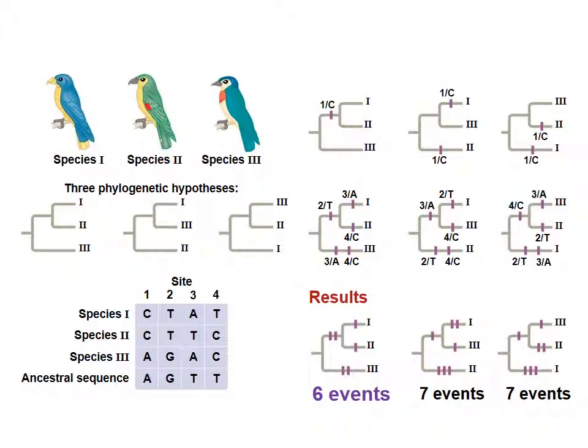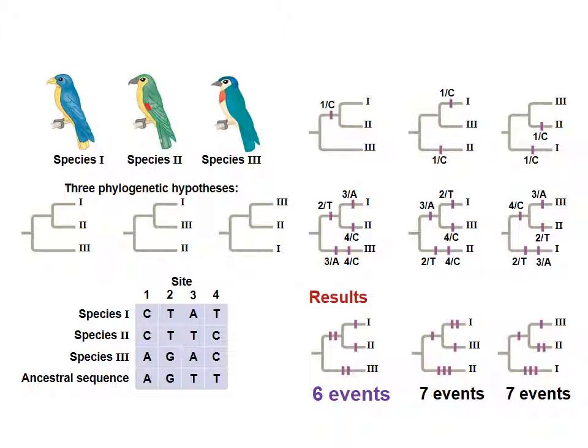So a lot of times when students look at this picture, they kind of panic and they're like, oh my gosh, there's a whole lot going on. There's 3 birds, there's all these trees, there's all these dashes. What's happening here? So each dash is representing an evolutionary event or a mutation that would have had to occur to produce these 3 different bird types with these 3 different sequences.